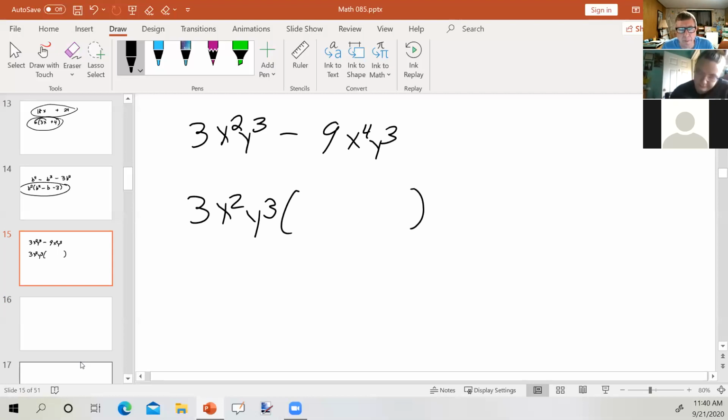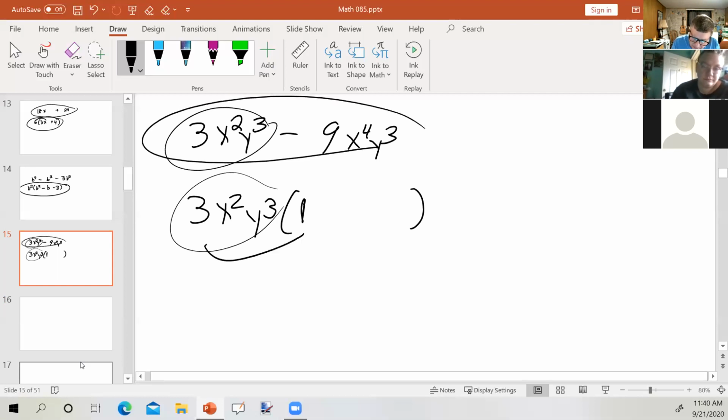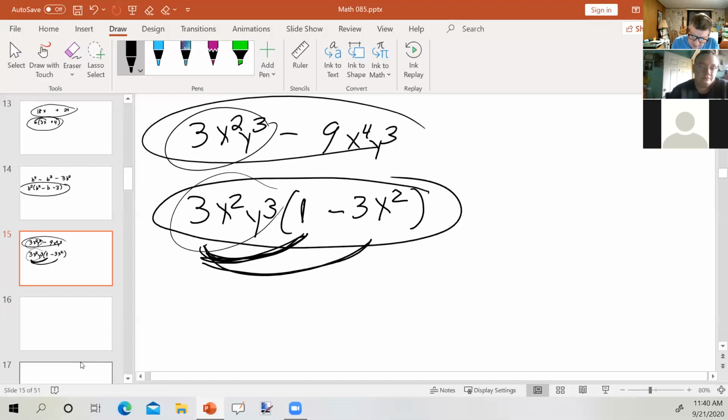Now, be careful. A common mistake that people make is they say, well, I've already got this right here, but you've got to have a 1 there because you've got to be able to get back here by distributing. So I need a 1 and then minus 3x squared, so that when I multiply it back out, I get 3x squared y cubed minus 9x to the 4th y cubed. So this is our answer right there, and checking it would be multiplying it back to there. Good to go on that? All right.